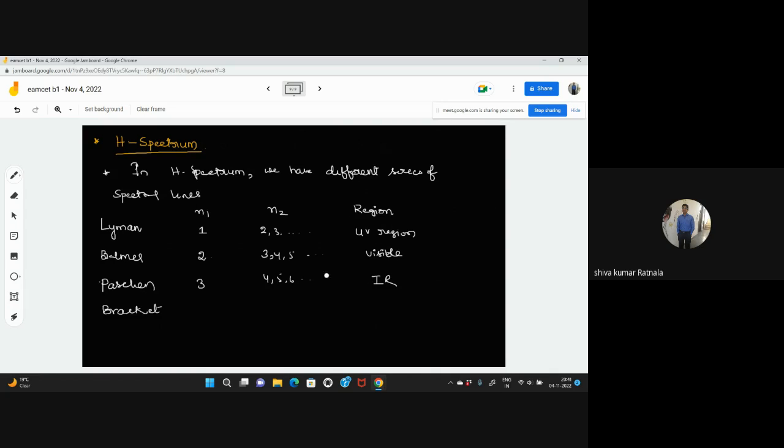Okay, 4, 5, 6. Next higher level it is. And Brackett series, we will write 4. From there, N2 will be 5, 6, 7, like this. And next one, Pfund series. In Pfund series, N1 value will be 5, and N2 value will be 6, 7, 8, and so on. This is also in the infrared region only.